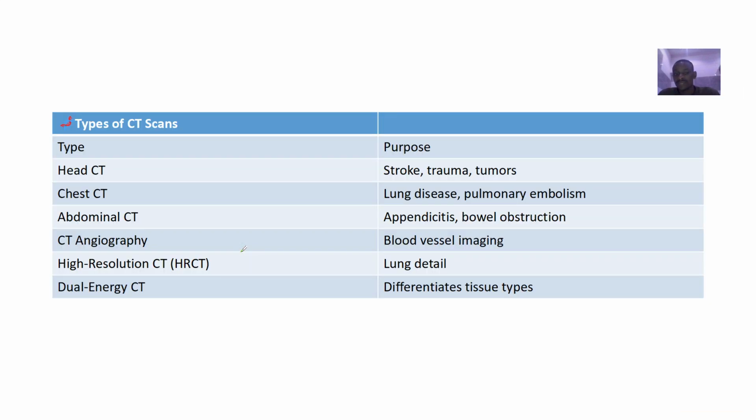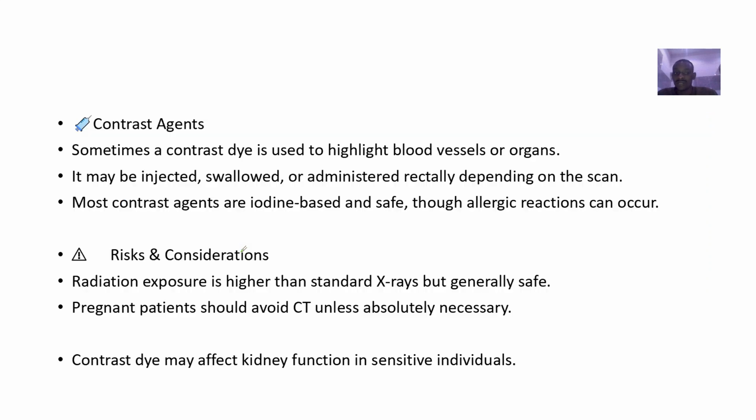So these are the different types of CT scans depending on the different part of body. So you can do it for the head, the chest, the abdomen to detect what? Stomach issues. Angiography is anything blood, right? Angio, blood, right? High resolution, then the dual energy.